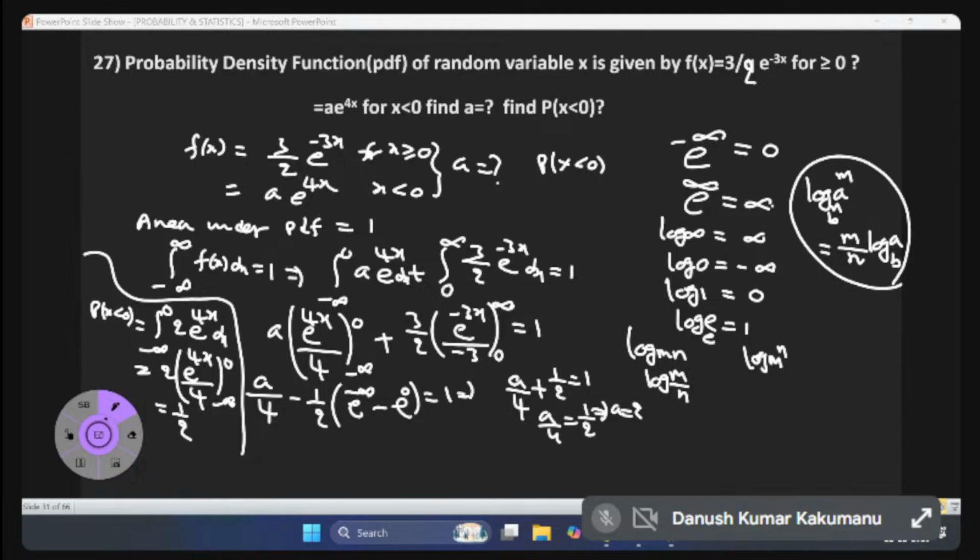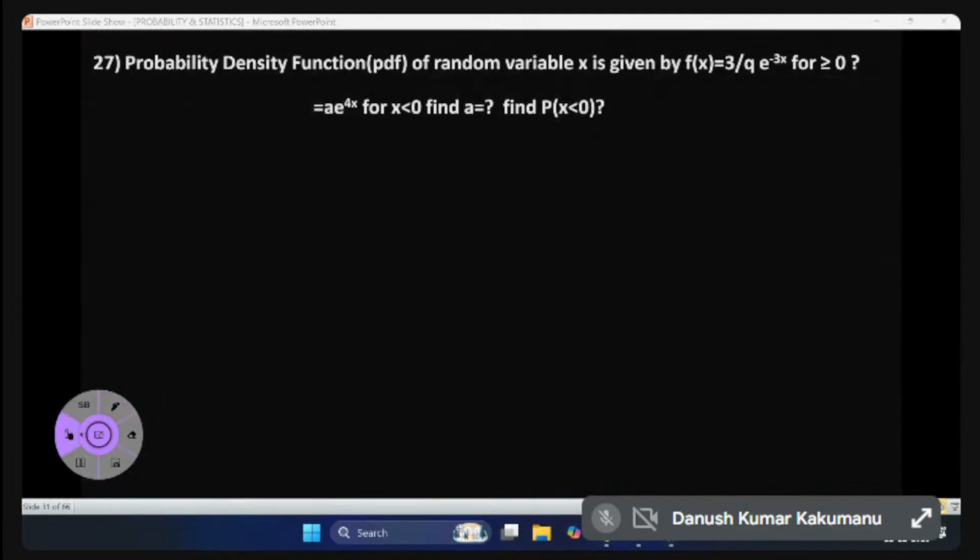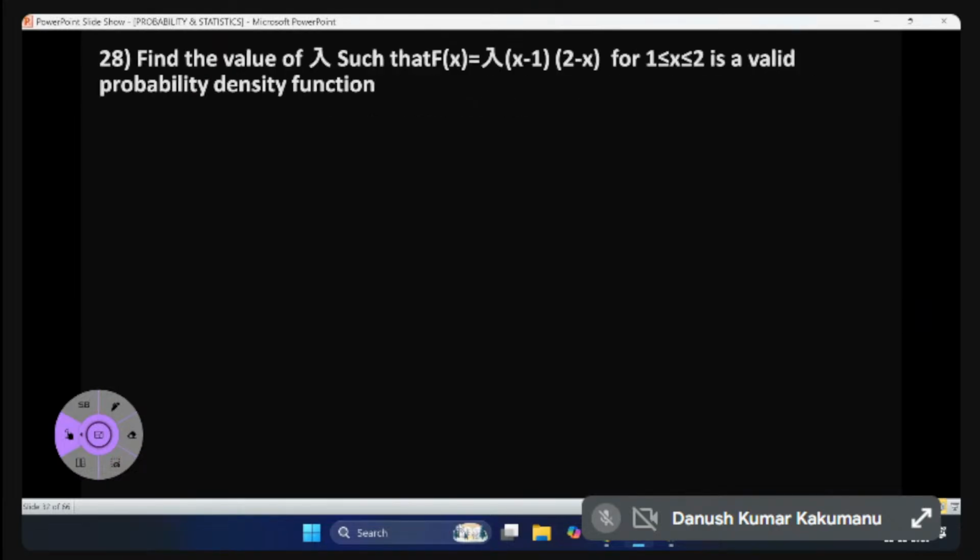Okay, completed, right? P of x less than 0, just integrations. This question is what? Find the value of the lambda.